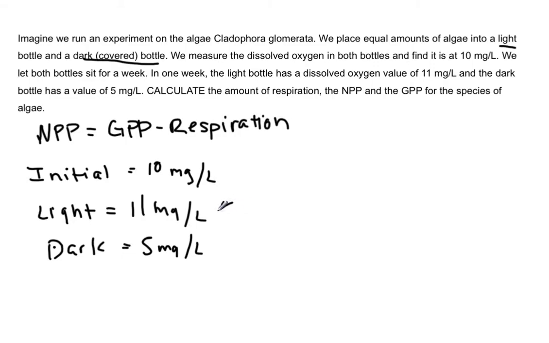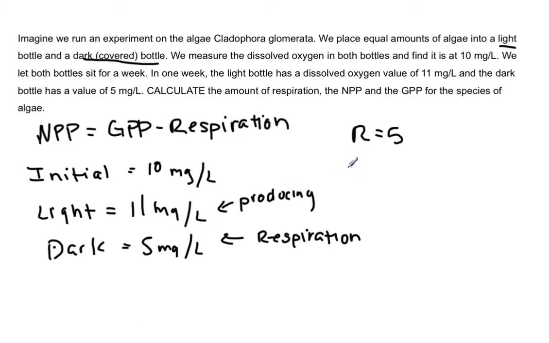Our light bottle is going to show us how much it's producing. And if our plant is in the dark, all it's going to show us is respiration. So using that, when I calculate R, it's going to be my change in my dark bottle compared to the initial. So that's actually going to give me a calculation of 5. I took 10 minus 5. And then NPP is actually our change in the light bottle. So I'm going to take 11 and subtract 10, which is going to give me 1.